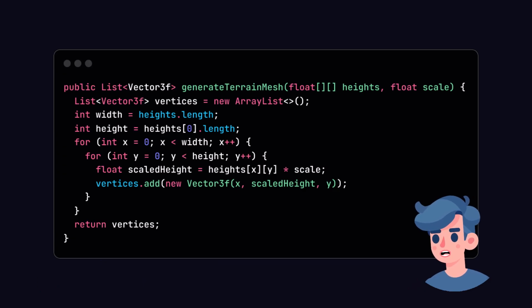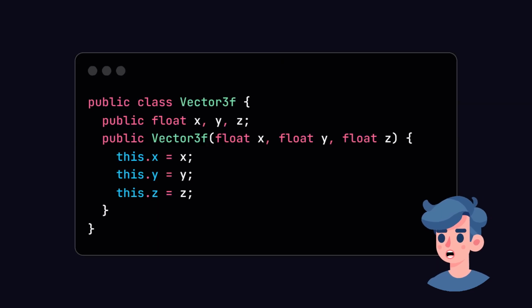Next, we will generate the terrain mesh. For this, we will define vertices in a 3D space based on the height data we collected. Here, we create a new vertex class that takes x, y coordinates and the scaled height to create a 3D coordinate. We can define the scale factor to adjust the height of the terrain as desired.